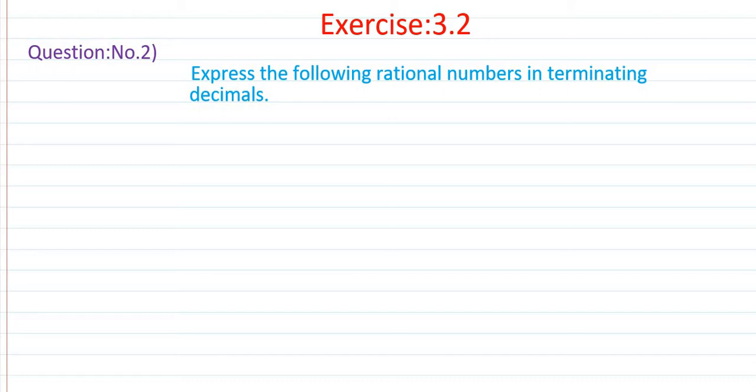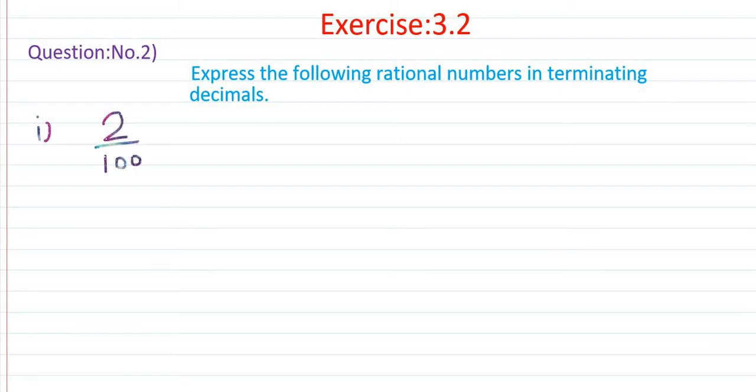Welcome to this video. In this video, we are solving question number 2 of exercise 3.2. Question number 2 is: express the following rational numbers in terminating decimals. So, first of all, part number 1 is 2 over 100.